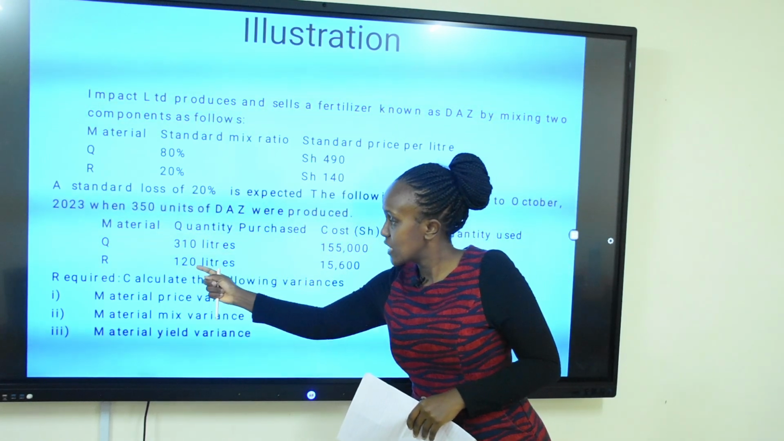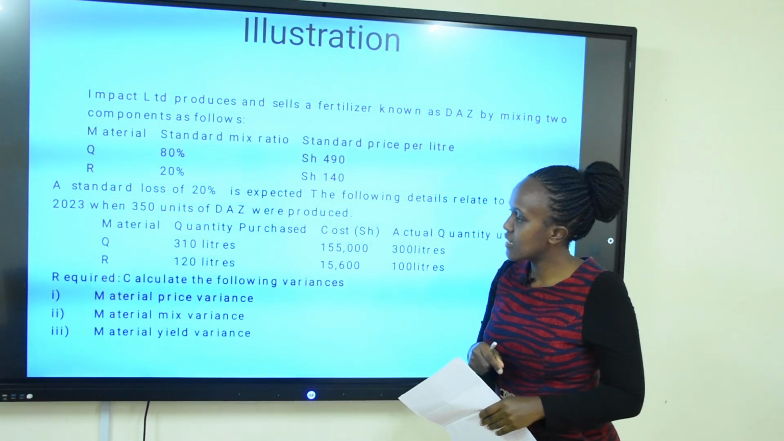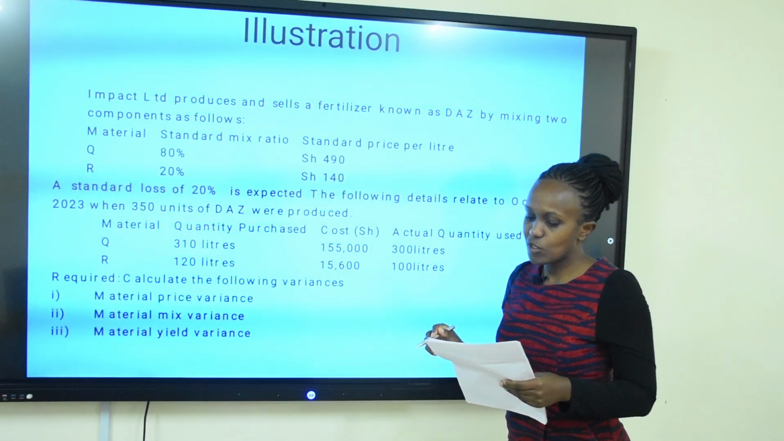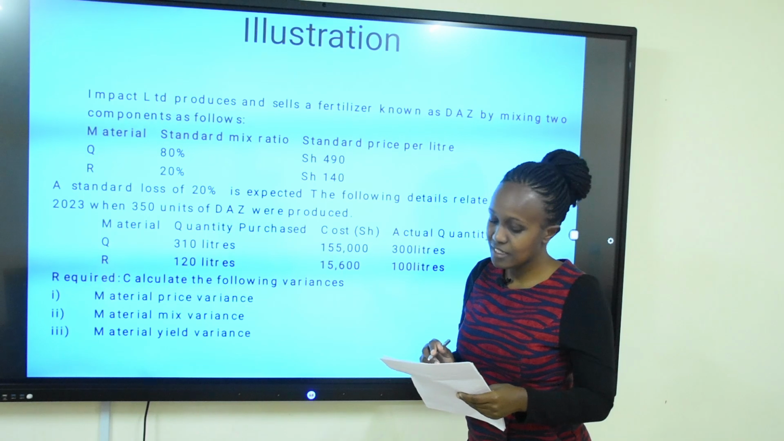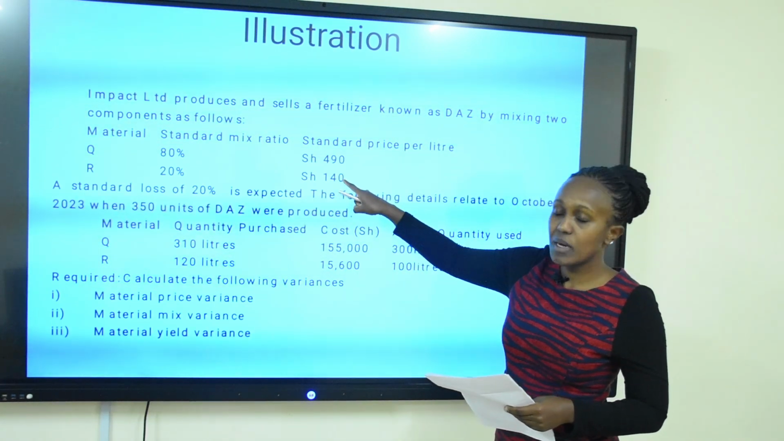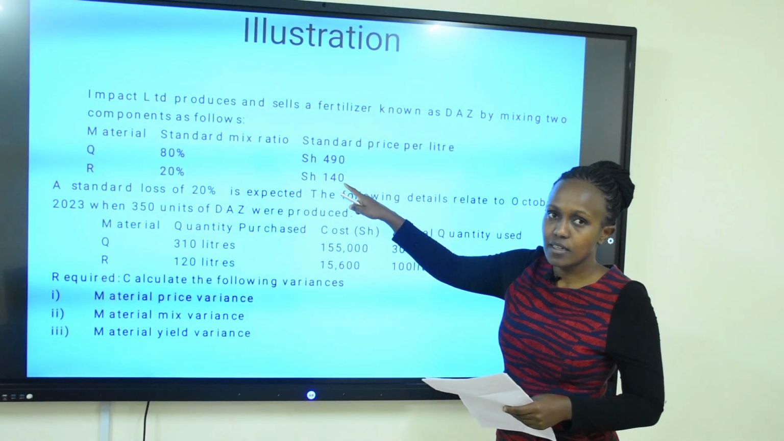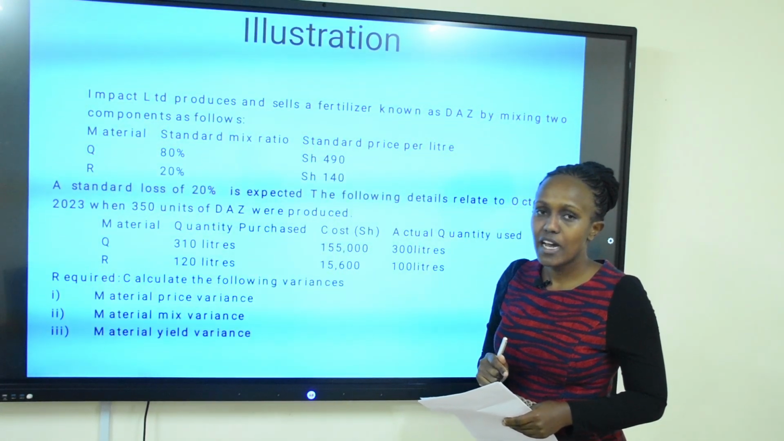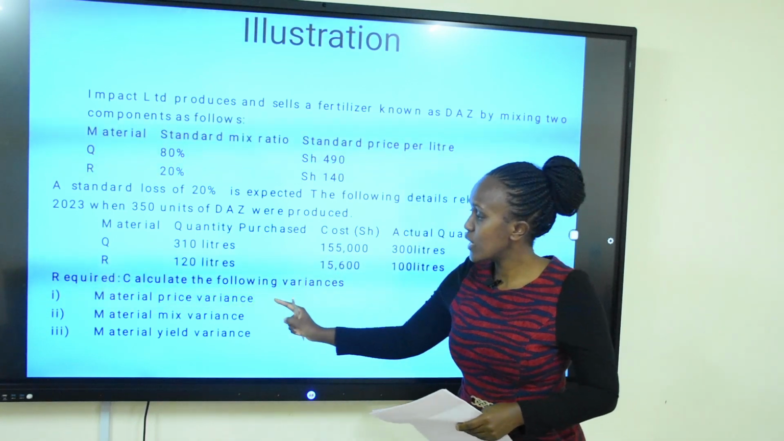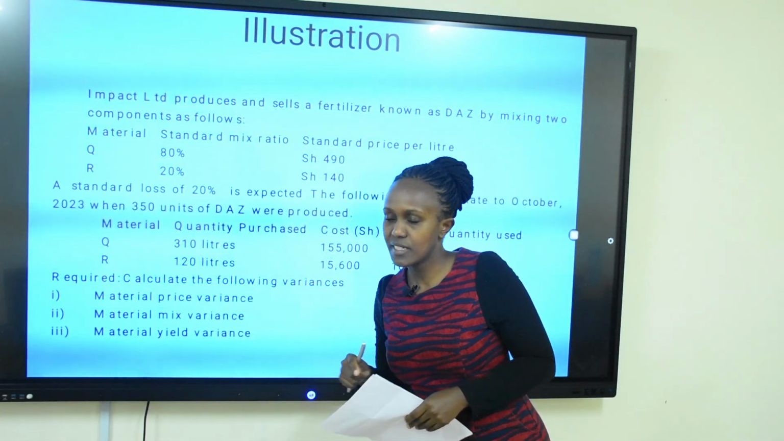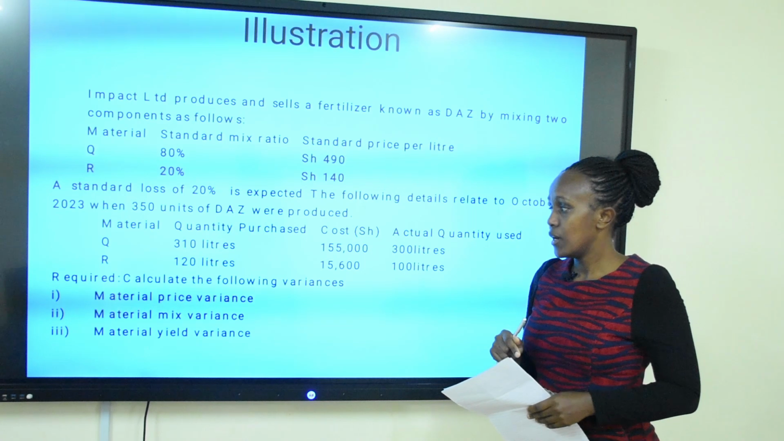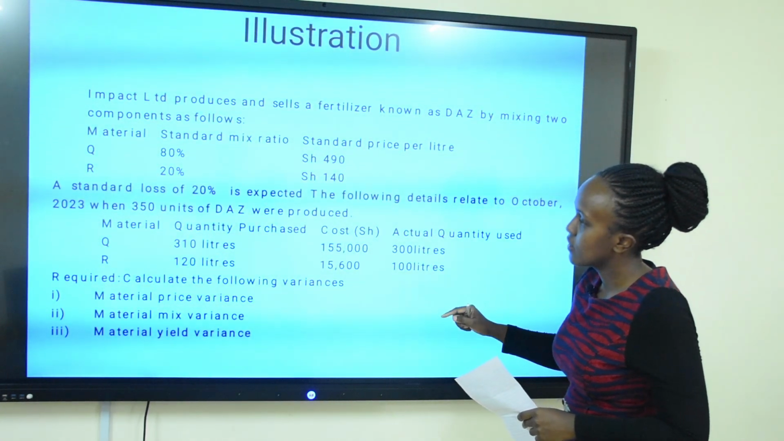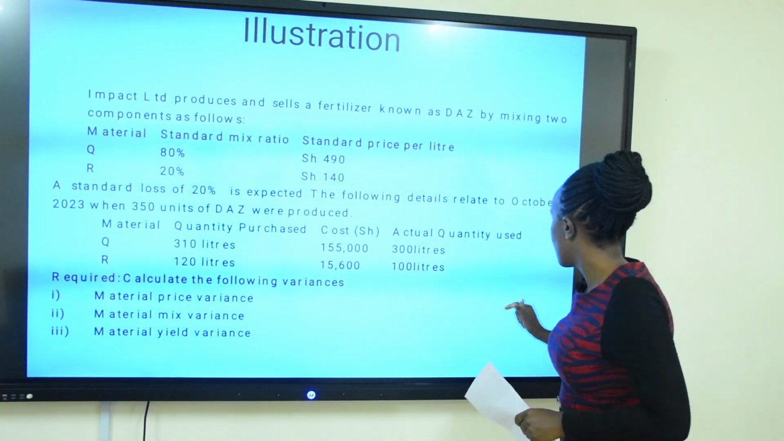For R, we bought 120 liters at shillings 15,600. Again, if you divide 15,600 by 120, you are going to find that we bought at 130 shillings per liter. And we were expecting to buy at shillings 140 per liter. So this information, these first two columns, can give you the actual price. And that will help us to get the material price variance, which is the one we are going to begin with. So we are going to first of all do the material price variance, and then when we come to the mix, we are going to come back to the question.